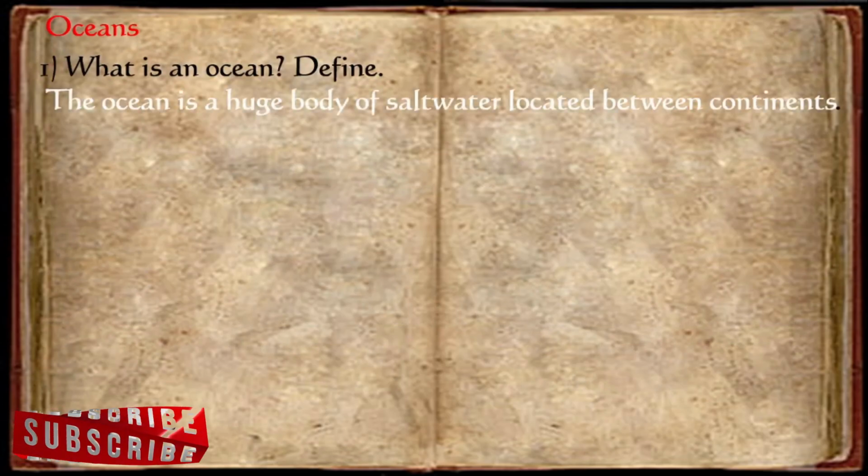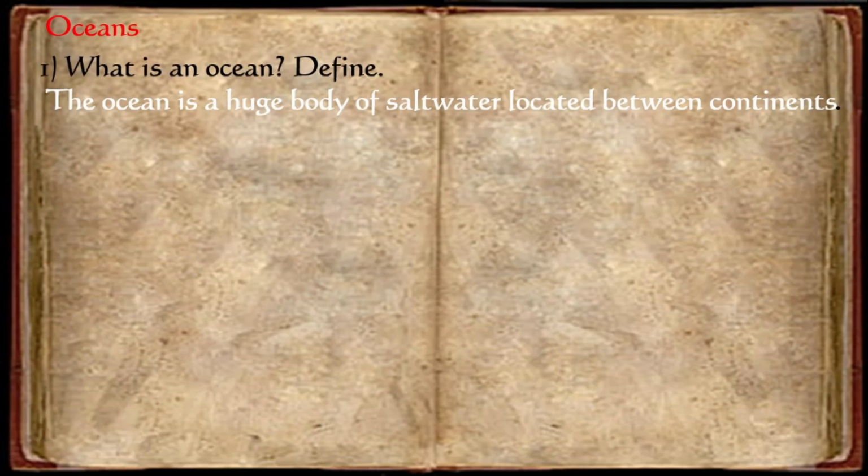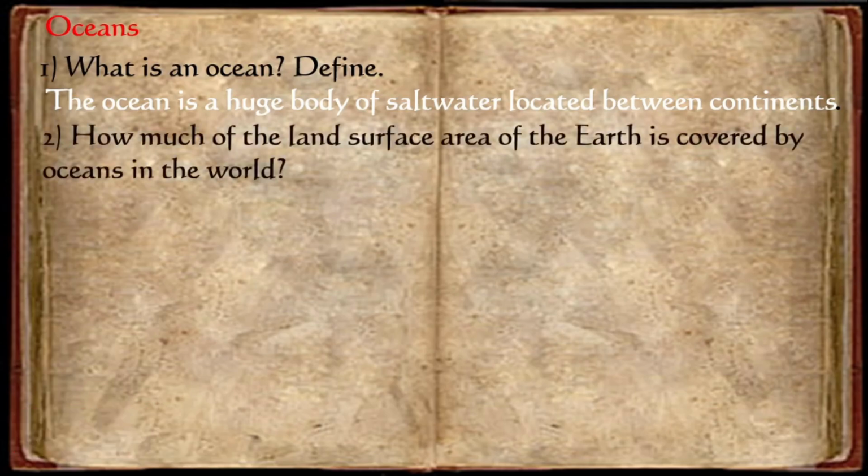Oceans. What is an ocean? Define. The ocean is a huge body of salt water located between continents. How much of the land surface area of the earth is covered by oceans in the world? 71% of the surface of earth is covered by oceans.